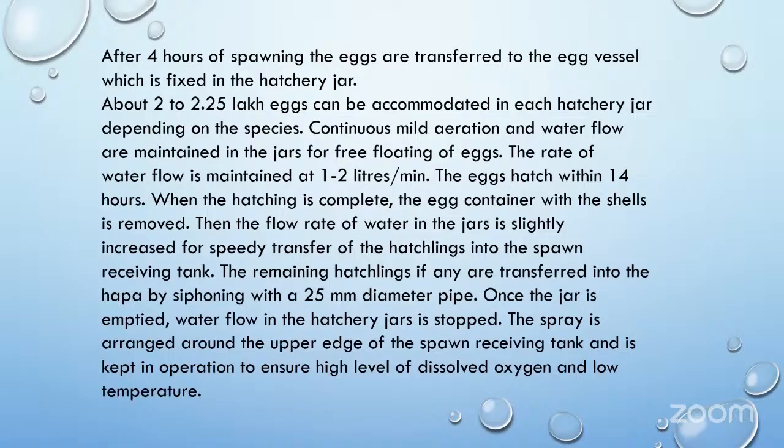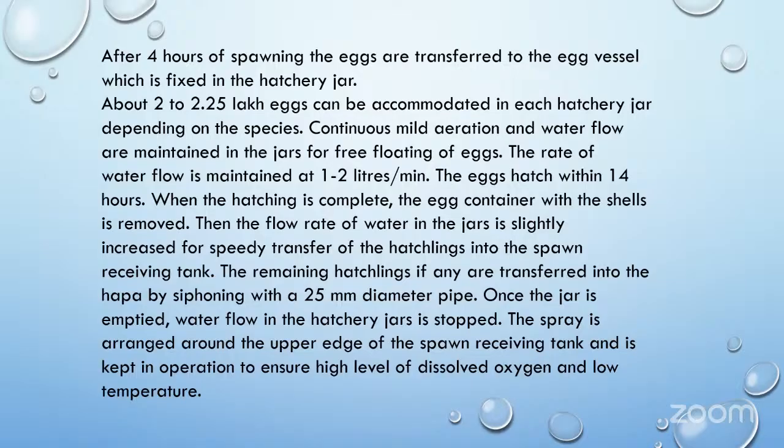After 4 hours of spawning, the eggs are transferred to the egg vessel, which is fixed in the hatchery jar. Then about 2 to 2.5 lakh eggs can be accommodated in each hatchery jar, depending on the species. Continuous mild aeration and water flow are maintained in the jars for free floating of eggs. The rate of water flow is maintained at 1 to 2 liter per minute. The eggs hatch within 14 hours.